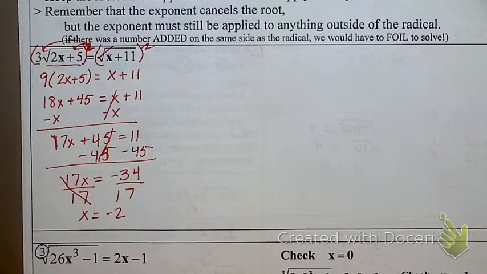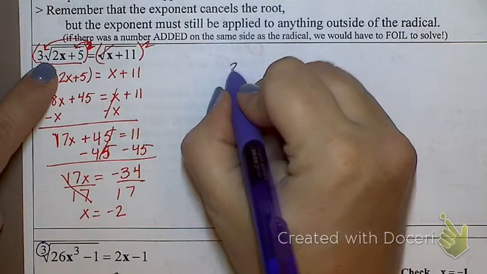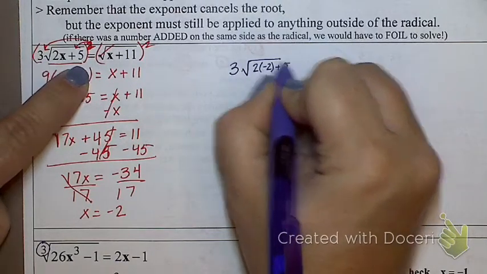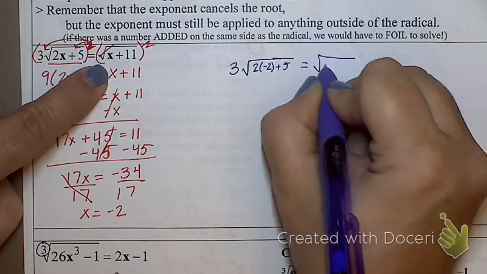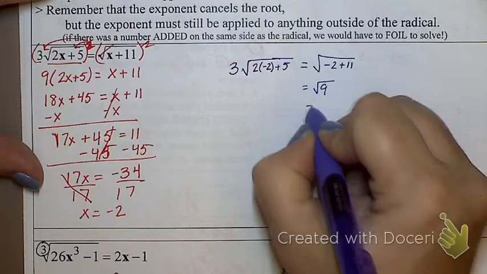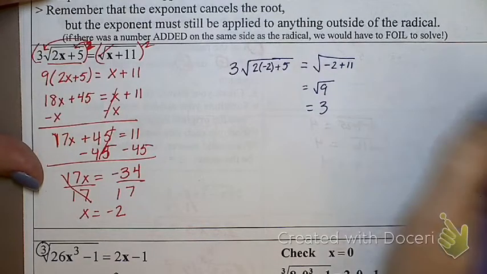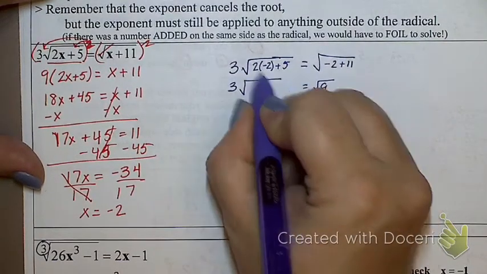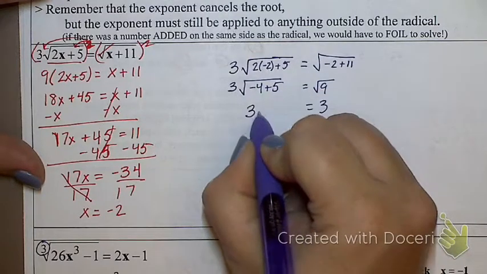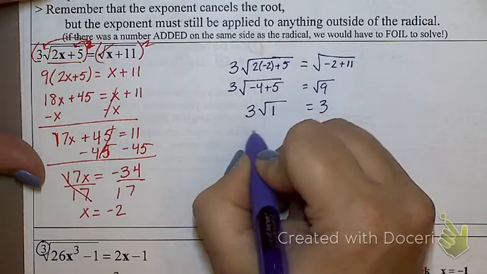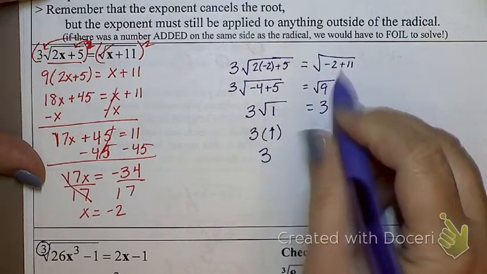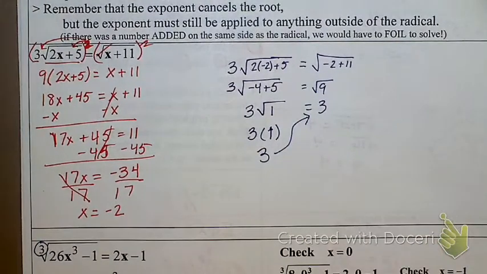Yes. So I'm going to come back and I'm going to say 3 times the square root of 2 times negative 2 plus 5. Does that equal the square root of negative 2 plus 11? Well, negative 2 plus 11 is 9, so this side just becomes 3, right? Over here, 2 times negative 2 is negative 4. And what's negative 4 plus 5? 1. And the square root of 1 is 1. And 3 times 1 is 3. So does it equal 3? Sure does. So my answer is good.